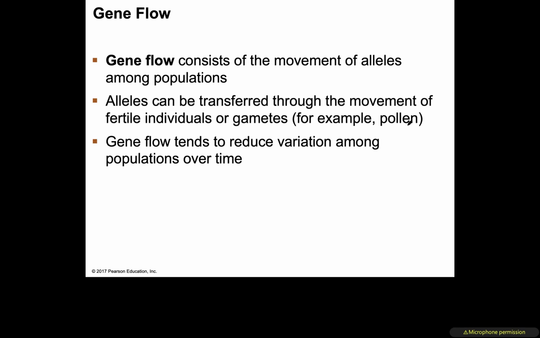Pollen can move in several different ways. Pollen can move via wind. You know, when you see a dandelion and you see the pollen just flowing through the air, pollen can move via insects. Insects rub their body on the flowers, and then they move on to a new flower and dust off the pollen onto it. So the pollen is the male gamete of your plants. And gene flow tends to reduce variation among populations over time.